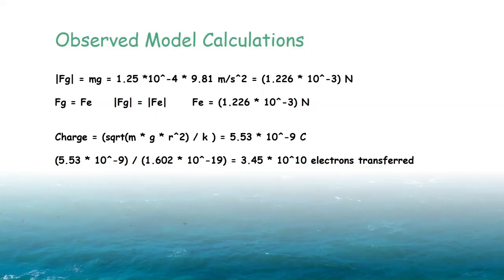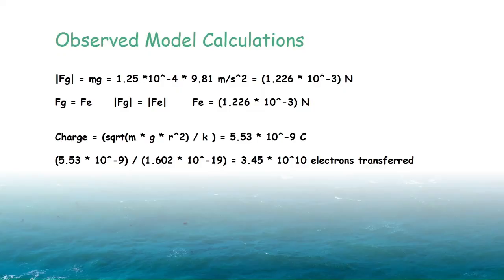Moving into the calculations from the observed model, we know that the magnitude of the force of gravity is equal to the mass times gravity, and the mass of the tape is 1.25 times 10 to the negative 4th, times the g constant, which is 9.81 meters per second squared, and this gives us 1.226 times 10 to the negative 3rd newtons. And the force of gravity is equal to the electric force, based on the F-net equation. So the magnitude of the force of gravity is equal to the magnitude of the electric force, and so the electric force is also equal to 1.226 times 10 to the negative 3rd newtons.